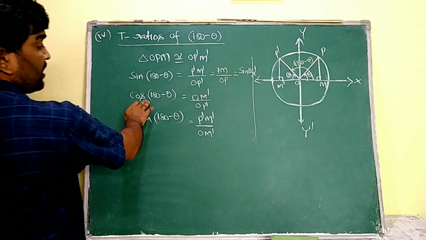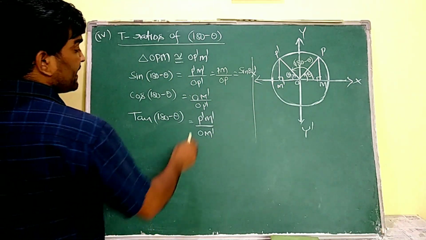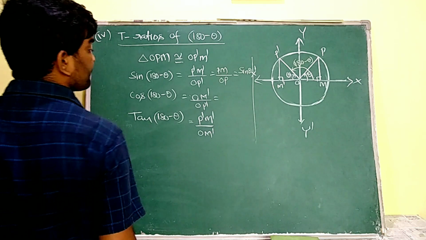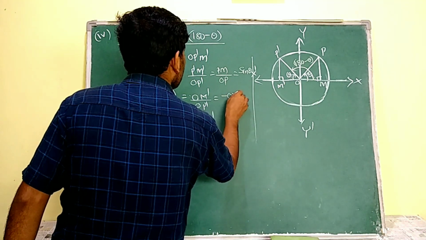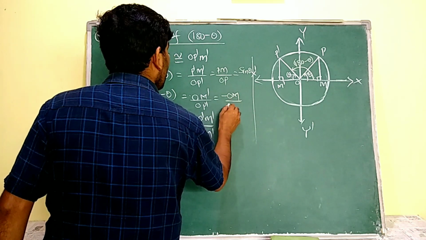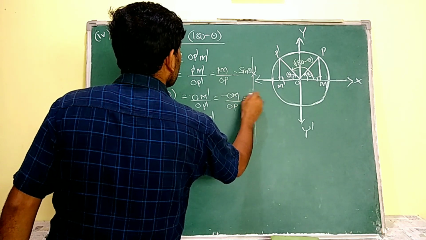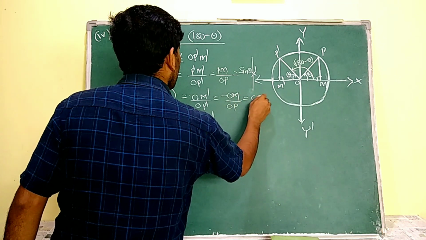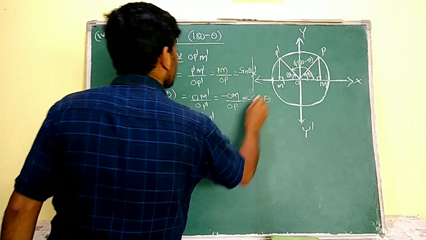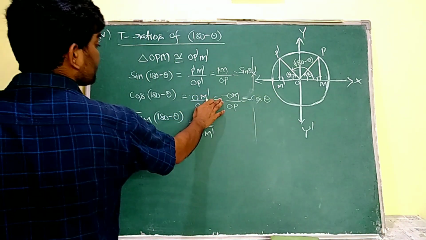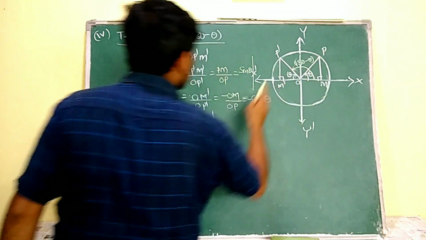Now cos(180 minus theta) is equal to the adjacent side OM dash by OP dash. OM dash is nothing but minus OM, and OP dash means OP only. So this is nothing but minus cos theta. This minus is going to be left outside. OM by OP means cos theta.